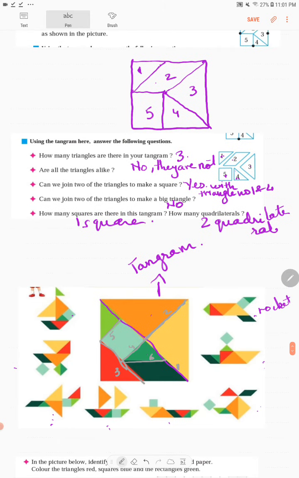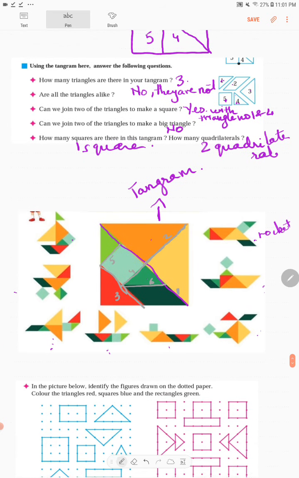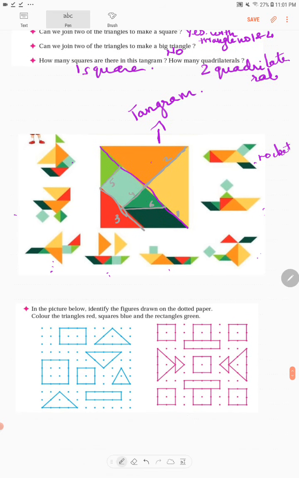So you can make your own puzzles with the help of a tangram. You can go to the internet, search tangram, and you will find amazing shapes, and just sitting at home you can make homemade puzzles. Now it's just a simple exercise. Identify the figures drawn on the dotted paper, color the triangles red, squares blue, and rectangles green. I think this is a very simple exercise which you can do on your own.